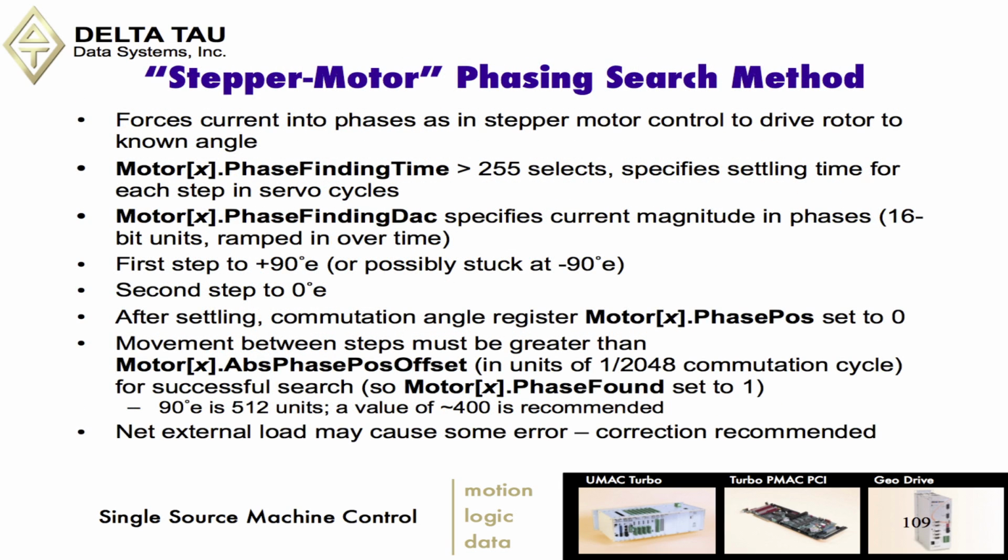So basically, for the phase search method, there's a phase finding output amount. So phase finding DAC specifies the current magnitude to use in the phases for doing a power on phasing search, and then a phase finding time specifies the settling time for each step in trying to find a phase with a motion power on or a specified motion phase finding.